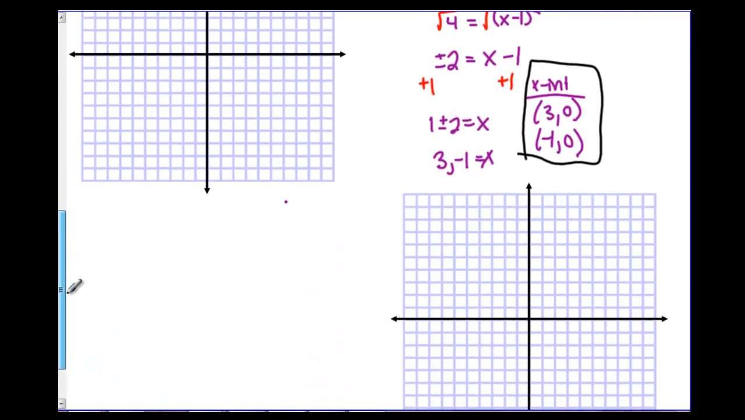So 1, 4. So 1, let's see, 1, 2, 3, 4. You guys already told me it faces down, but hopefully you're going to figure that out anyway. So we go 3, 0 and negative 1, 0. You told me that my axis of symmetry was x equals 1.